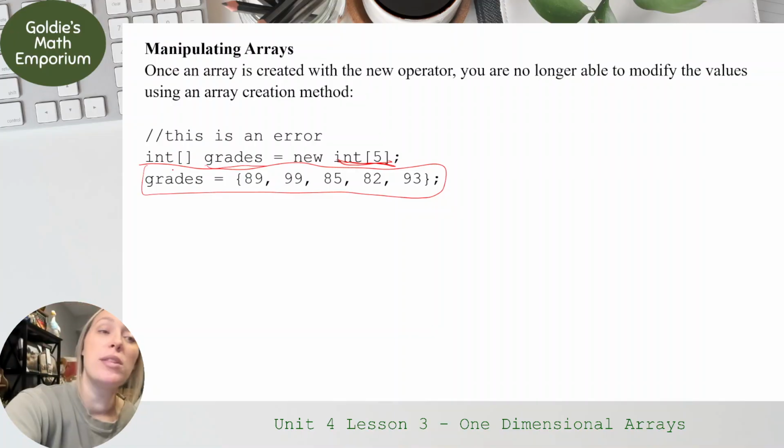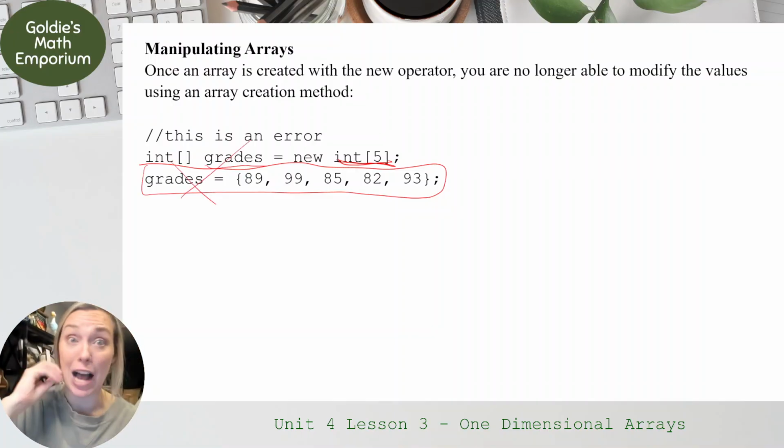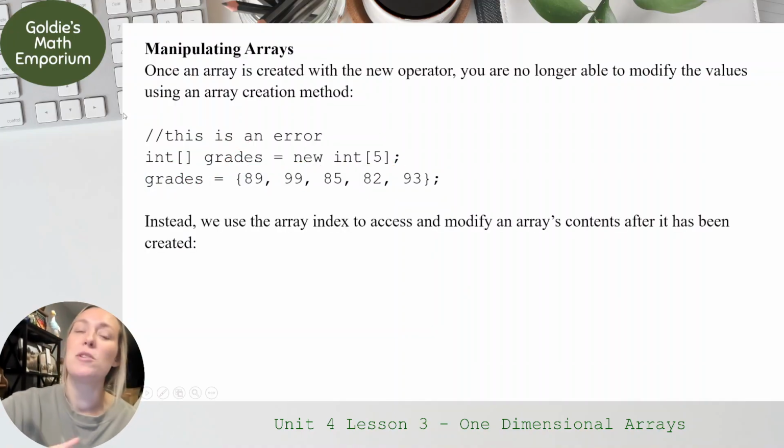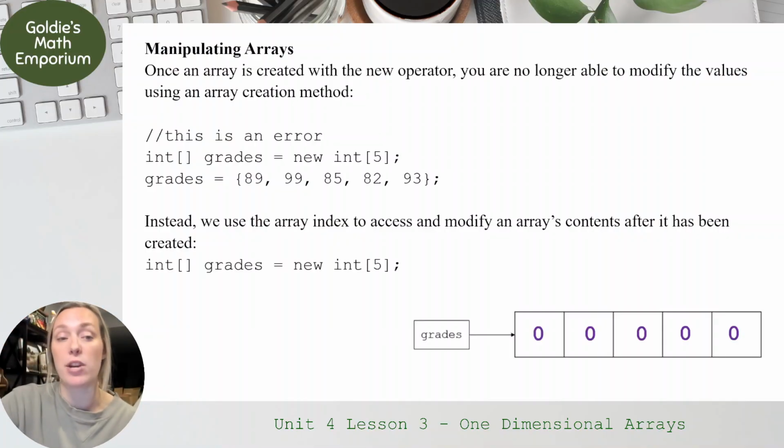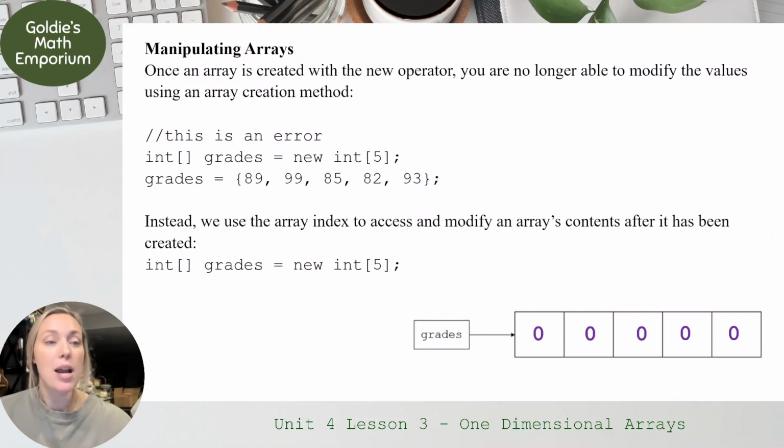Okay, we don't do this. So how do I do it? Well, we would do this. We use array indexes to access or modify an array's contents after it has been created. So again, here's what happens. I write this line using the new operator, new int[5]. That says grades is going to be my reference, and it's going to be pointing to an array of 5 spaces, and they get the default values of 0 because it's an int.